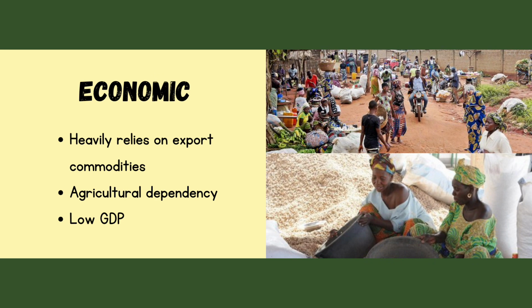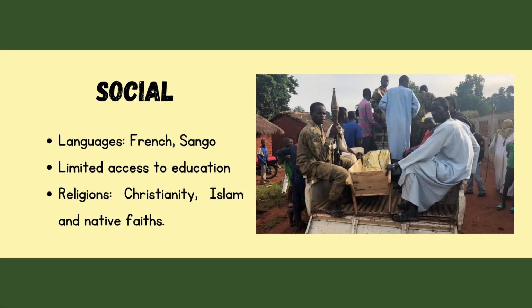Next is agricultural dependency. The majority of the population relies on agriculture for their livelihood. Most of the people there are farmers, growing what they need to survive, but the sector faces challenges such as low productivity, lack of infrastructure, and vulnerability to climate change. And lastly is low GDP. The Central African Republic faces economic challenges including a low GDP per capita and a high unemployment rate. Moving on to social factors.